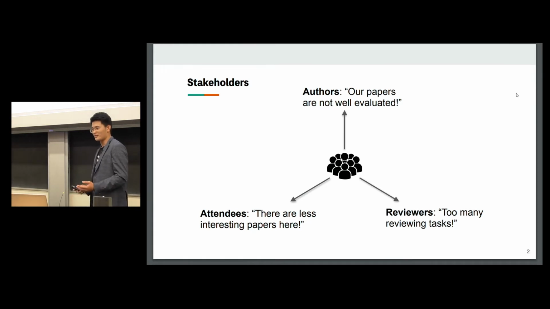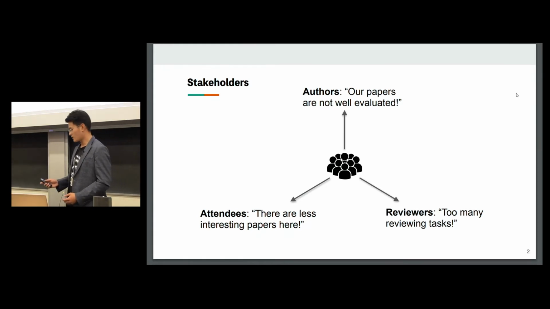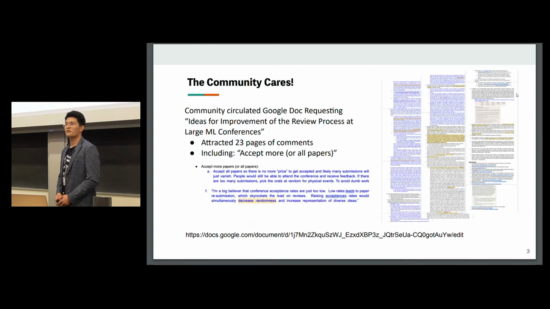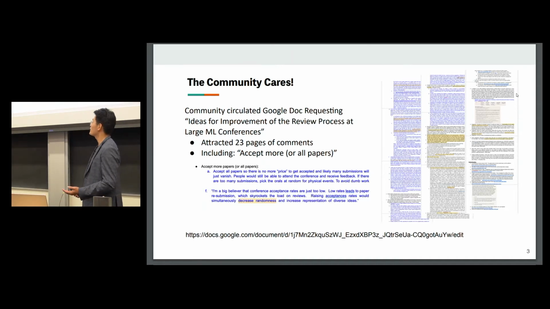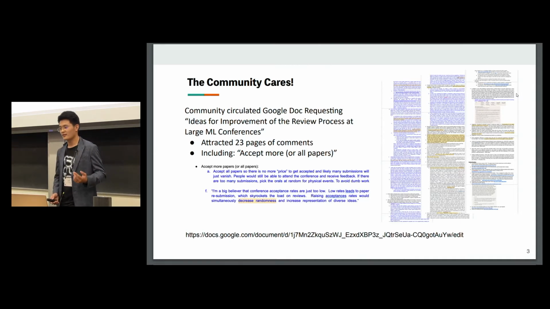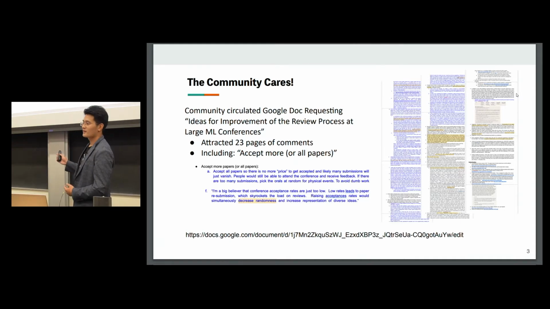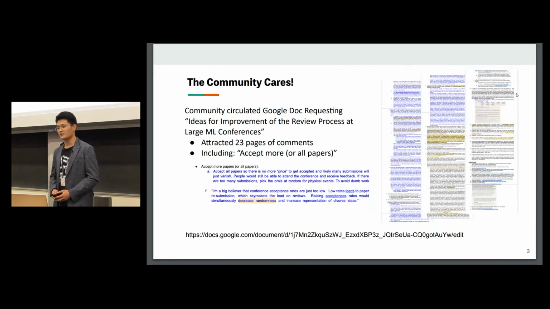So what's wrong here? Or maybe we can improve it. And that's indeed the case. People from the computer science community have noticed the problem and decided to meet up and do some brainstorming. This is what they got: a Google Doc full of 23 pages of comments and ideas on how to improve the peer review system. I'm not expecting you to read every detail of this, but here's an interesting idea.